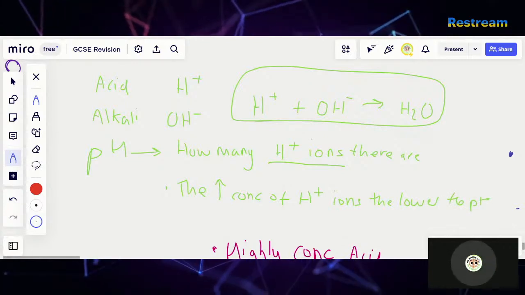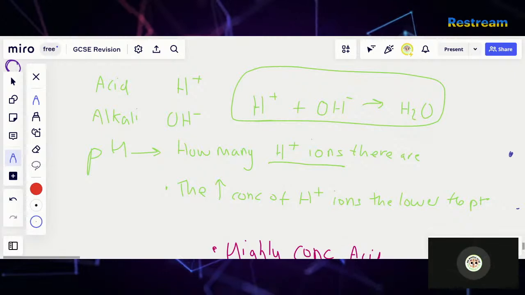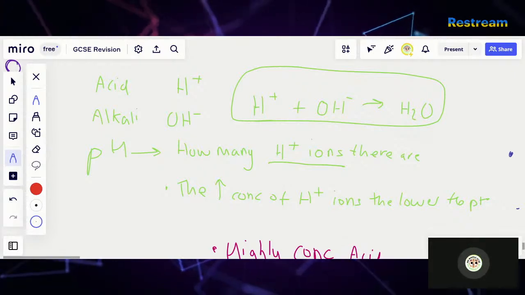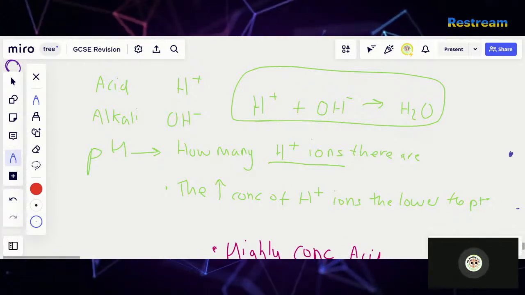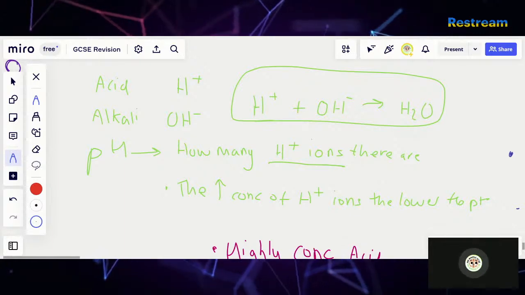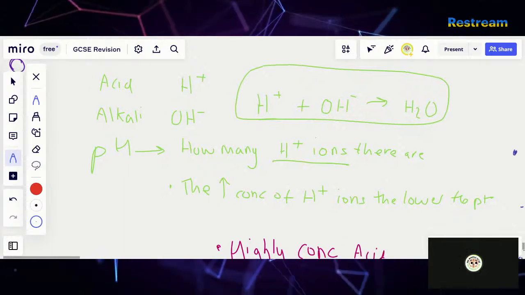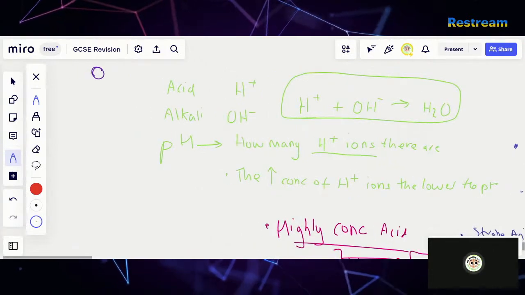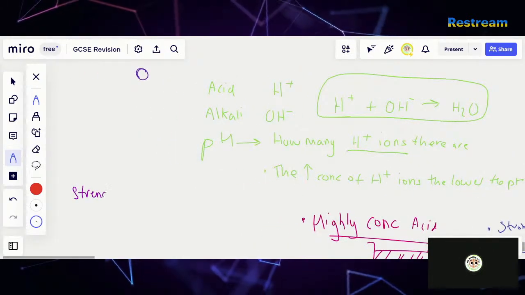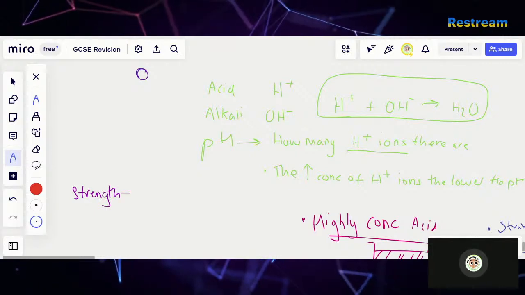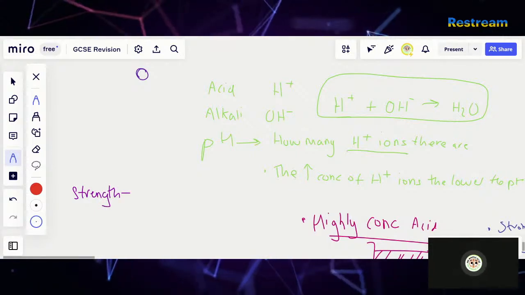So just returning to the question, explain how it depends on the strength and the concentration. Let's talk about that now. So the pH depends on how many H plus ions there are, and the more H plus ions there are, the lower the pH is. Now let's talk about how this relates to the strength, and let's discuss that now. So how does the pH relate to the strength?